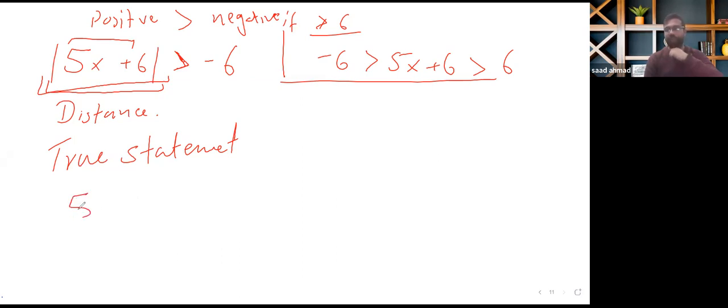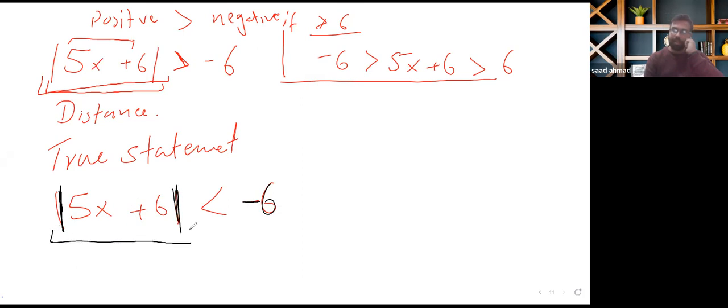And let's say I have another one which is less than negative 6. What I'm saying now here is the distance between 0 and something is less than -6.